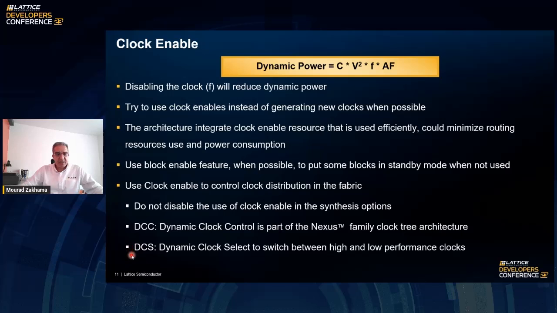DCS is dynamic clock select, so you could switch between 2 clock domains using the DCS with glitchless switching. You could have a low performance and a high performance clock, and switch between them. When you don't need the high performance clock, you have all your design running at a lower performance one, just to monitor the traffic that's coming in. That's another way to minimize the power consumption in your design.